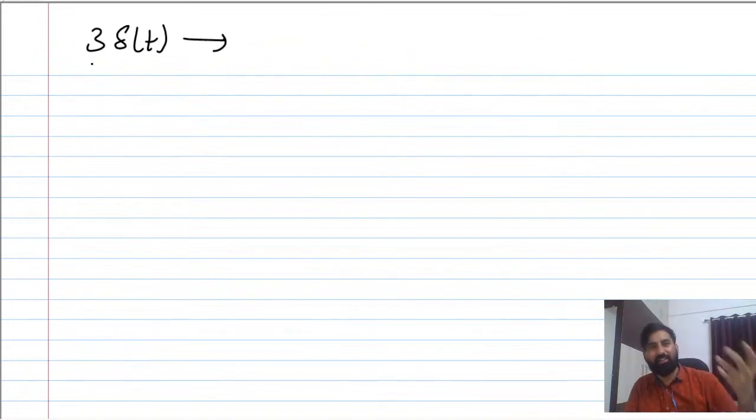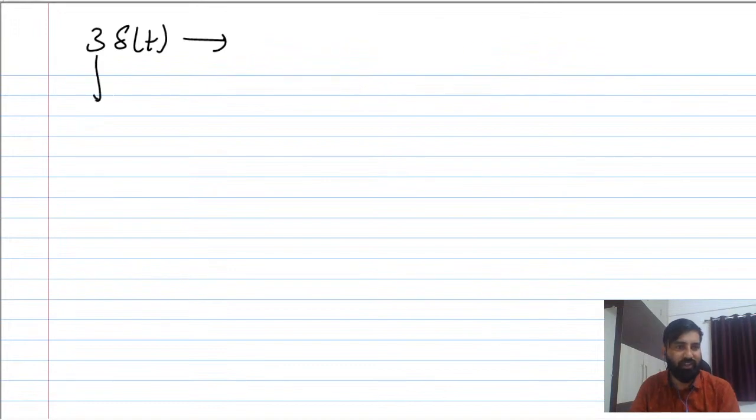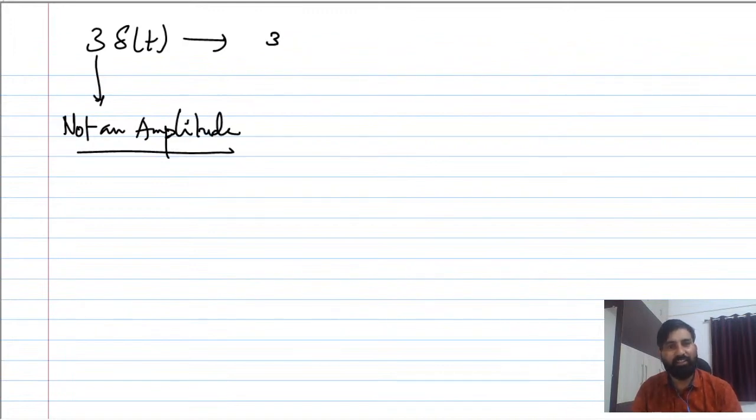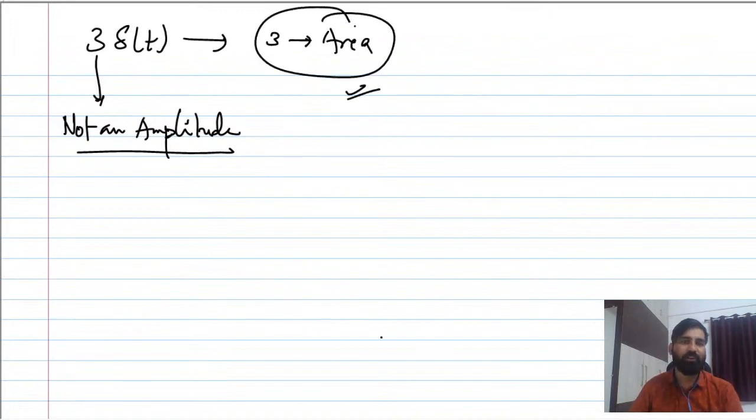So there are some properties, guys. In many books you will find mistakes as well. Suppose we have got 3 delta of t, right? Sometimes many local author books claim that this 3 is an amplitude. But this 3 is not an amplitude. Keep this in mind. What is this 3? 3 is the area.